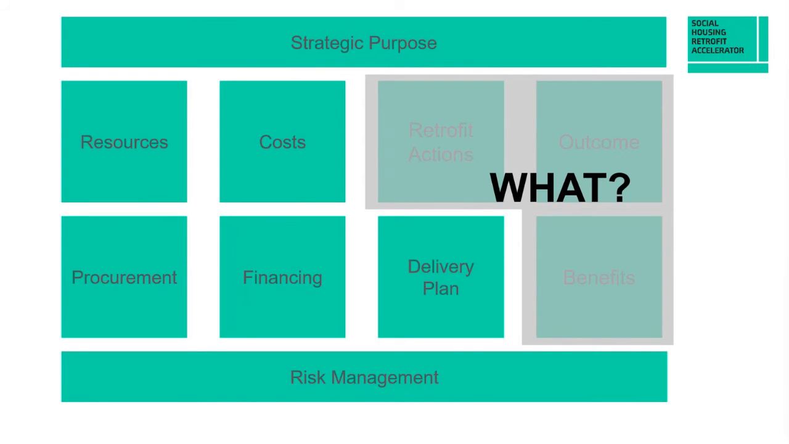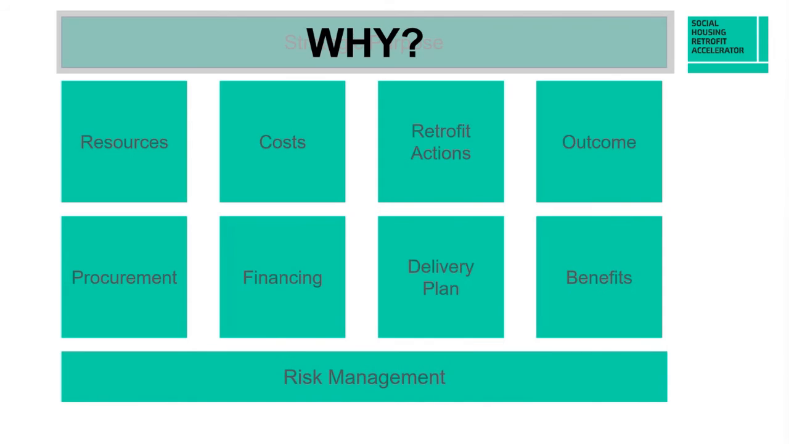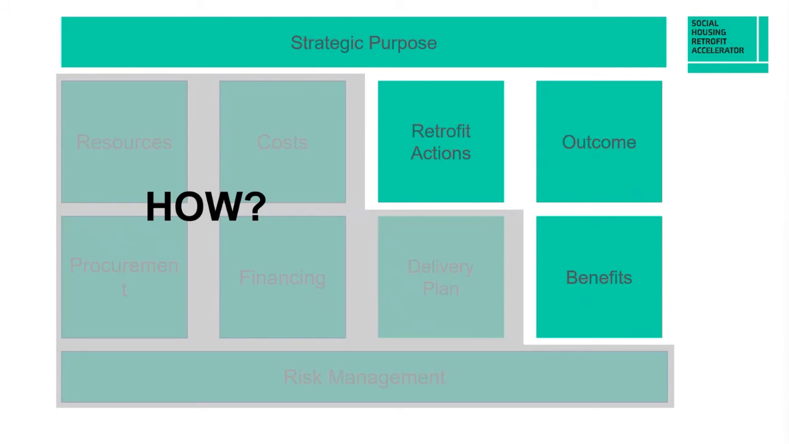So the outcome, benefits, and retrofit actions cover what is in the project, what the project will deliver. The strategic purpose covers why. How does this project meet the needs of the organization? Where does it fit with the overall strategy? And critically, why should the leadership team pick this project rather than another? And then the other sections, the delivery plan, the costs, the financing, resource requirements, procurement strategy, and risk management cover how you plan to deliver the project objectives.